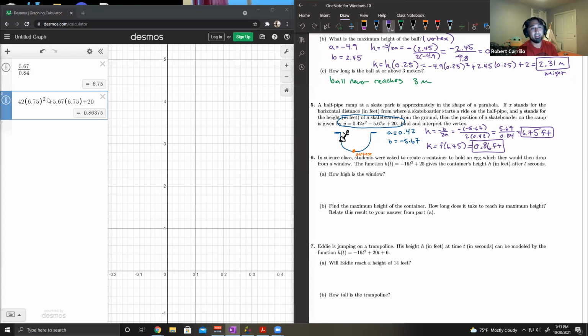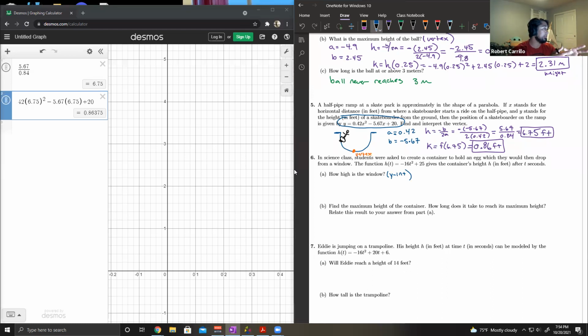Number 6. In science class, students were asked to create a container to hold an egg, which they would then drop from a window. The function h of t equals negative 16t squared plus 25 gives the container's height in feet after t seconds. How high is the window? Again, that means we are looking for the Y-intercept.